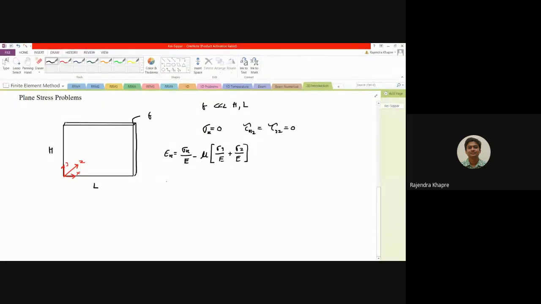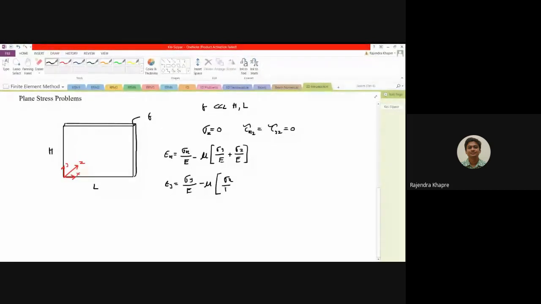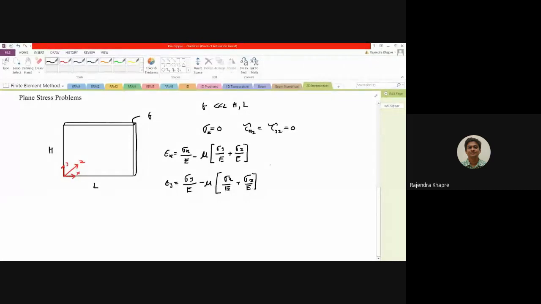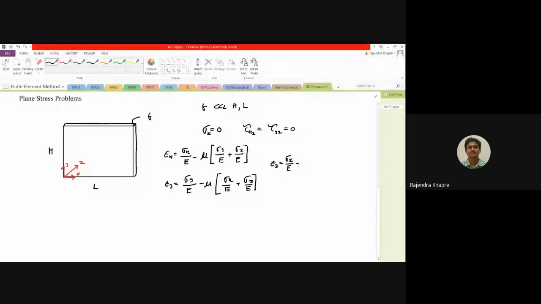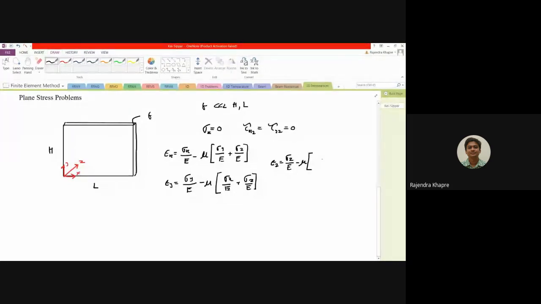So let me write down the expression for epsilon y also. Epsilon y can be written in a form similar to epsilon x: sigma y upon E minus mu times sigma x upon E plus sigma z upon E. And we have one more expression, for epsilon z. Epsilon z can be written as sigma z upon E minus mu times sigma x upon E plus sigma y upon E. So these three expressions are there with you.